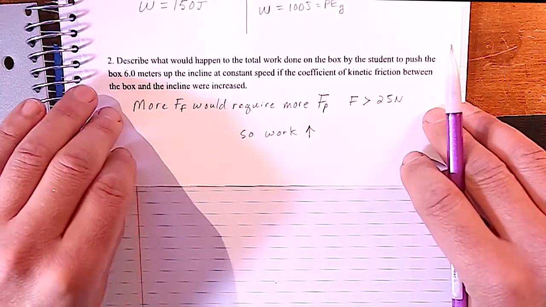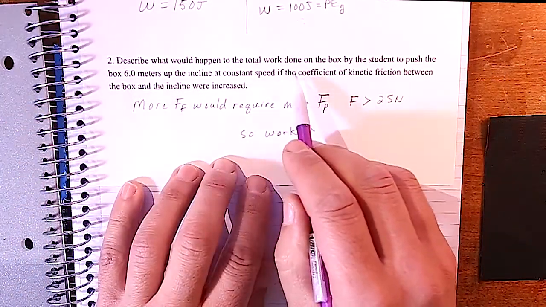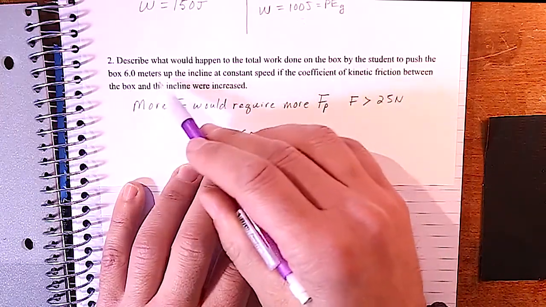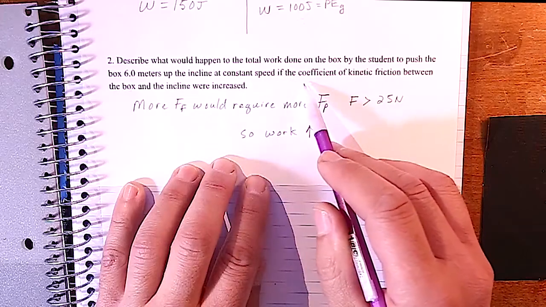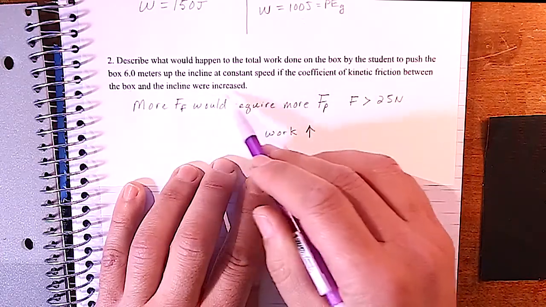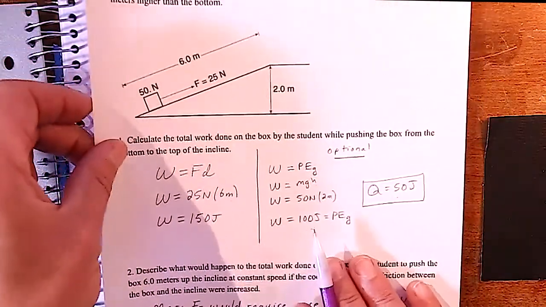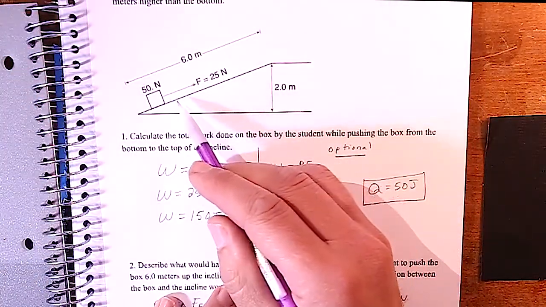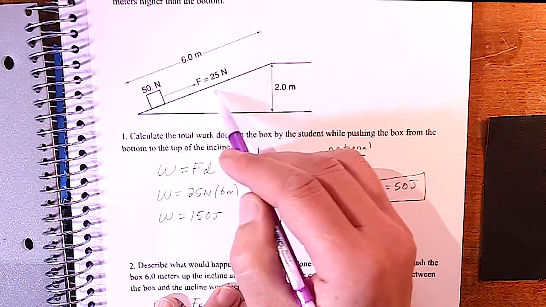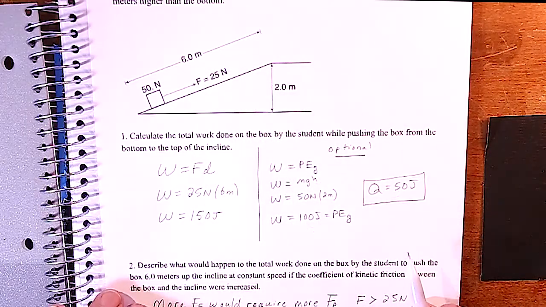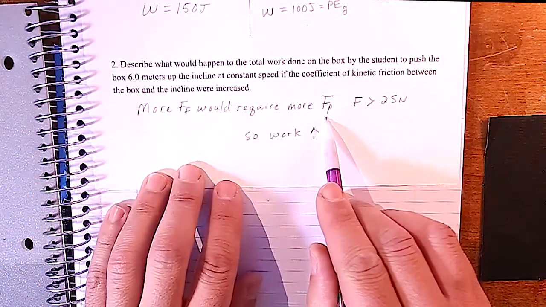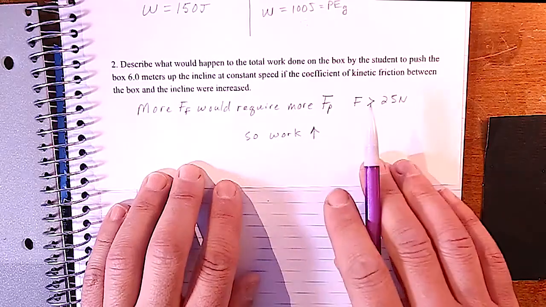The second question says, what would happen to the total work done on the box by the student if everything else is the same, 6 meters, constant speed, if the coefficient of friction between the box and the incline were increased? So if we made the coefficient of friction larger, then the force to pull it up the incline would increase. If the force of push is larger, the work would be larger.